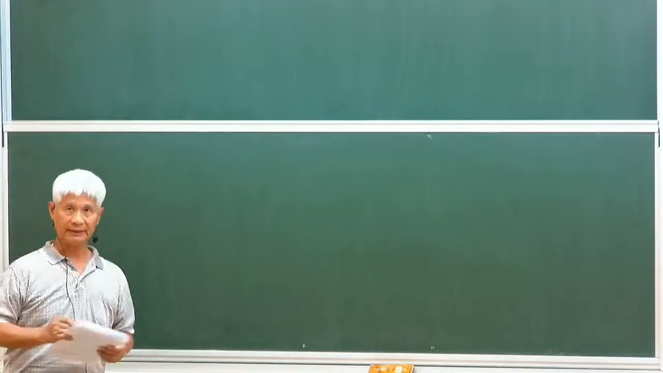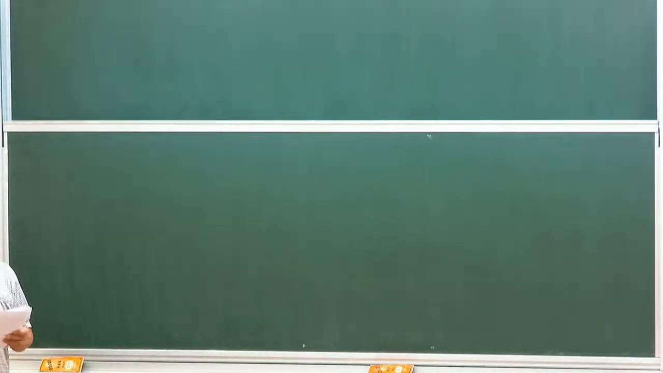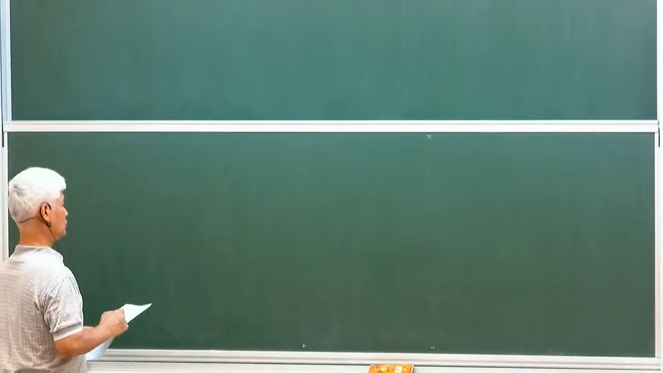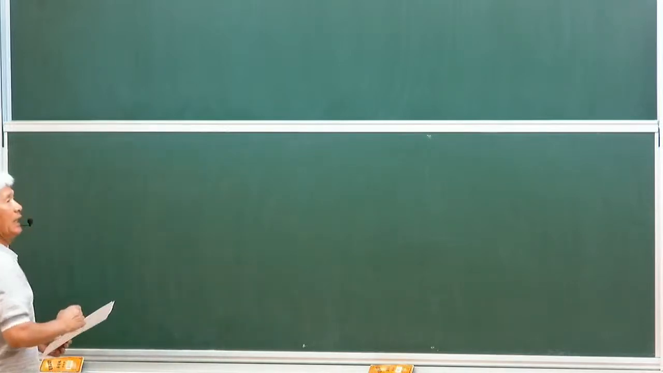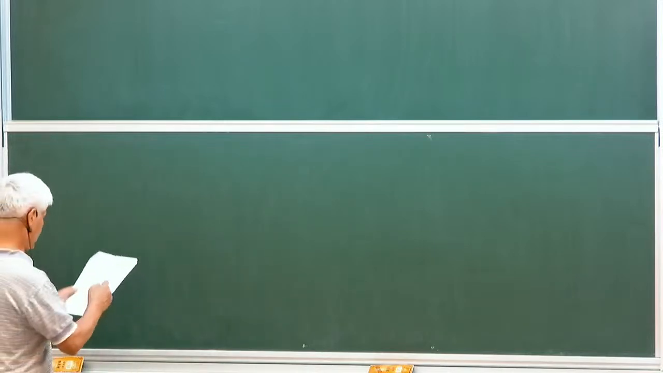So last Tuesday, we discussed the joint distribution function of two random variables. So now we will extend the concept to a finite number of random variables.